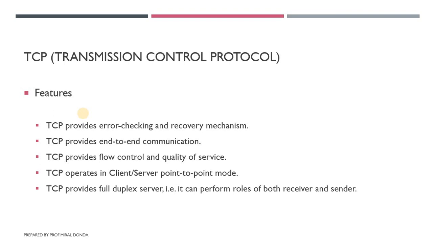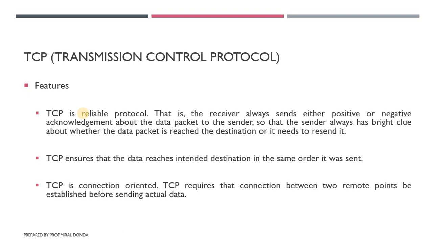Now, as I said, TCP is a connection oriented protocol, and it requires a connection between client and server, or sender and receiver, before sending the actual data. So how is this connection established? It is established in three phases. The first phase is connection establishment. After the connection establishment, the data will be transferred, and the third stage is connection termination. So let's understand how the connection is established with the help of the TCP protocol.